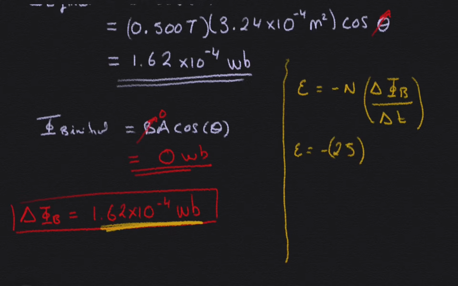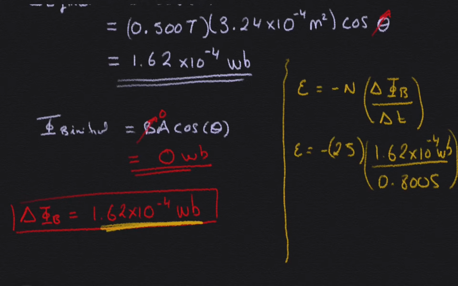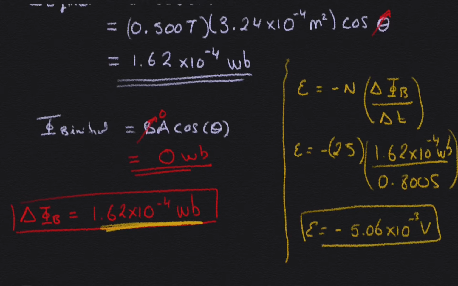So let me write that. I have 1.62 times 10 to the negative 4 Weber divided by 0.800 seconds. Okay, so I have a value of negative 5.06 times 10 to the negative 3 volts. And I'll put a box here. Note that we have a negative induced EMF.